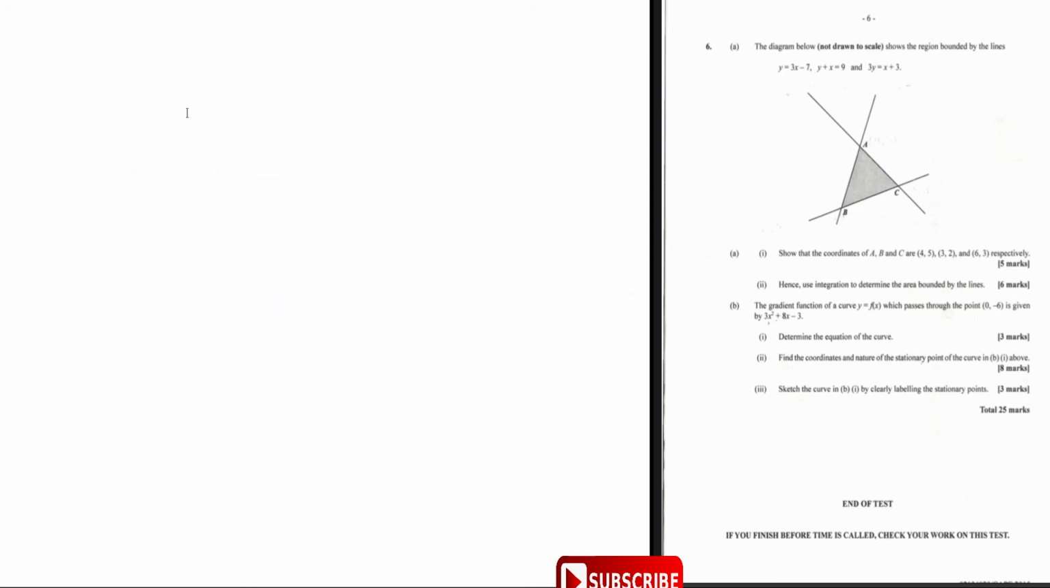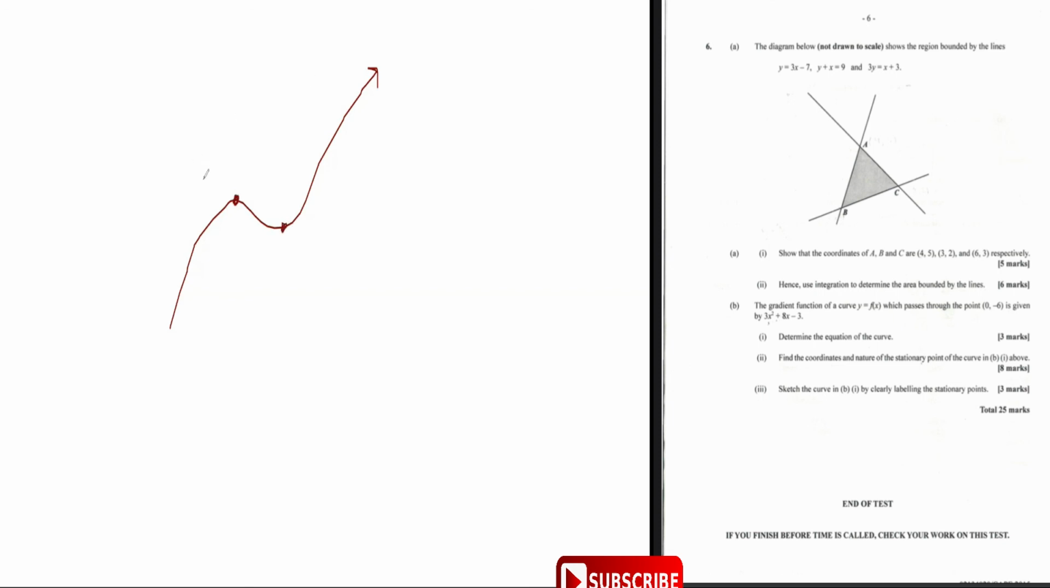Finally, it says sketch the curve, clearly labeling the stationary points. So I'm going to sketch the curve now. This is the curve. I know it doesn't look that good, but let's work with it. This is how the curve looks. We have our maximum point and our minimum point.